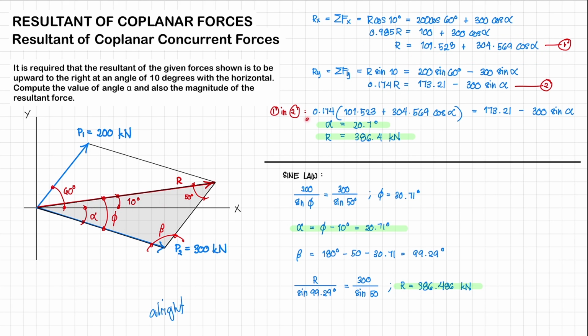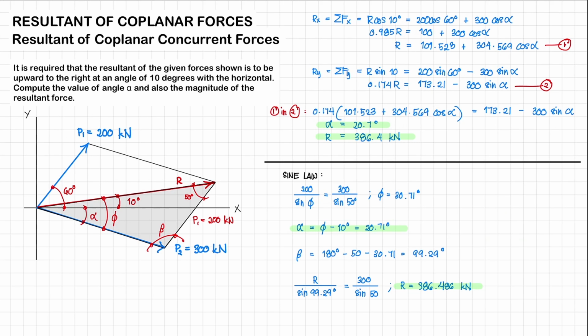So if we did that, just like written here, we have one equation, one unknown, we'd be able to solve for angle alpha. And angle alpha is going to be 20.7 degrees. And once we get angle alpha, we could substitute angle alpha in our equation 1 so that we could solve for our resultant force. Then our resultant force is going to be 386.4 kilonewtons.